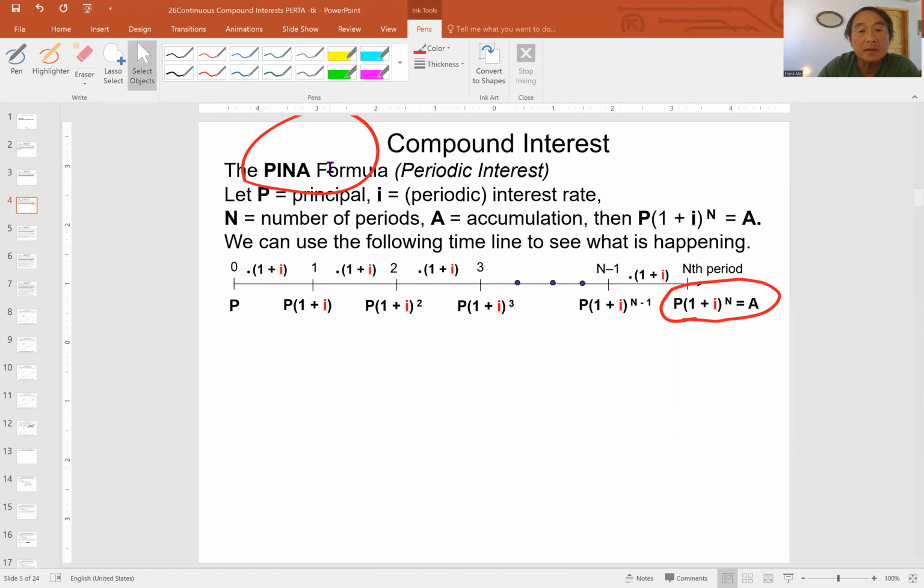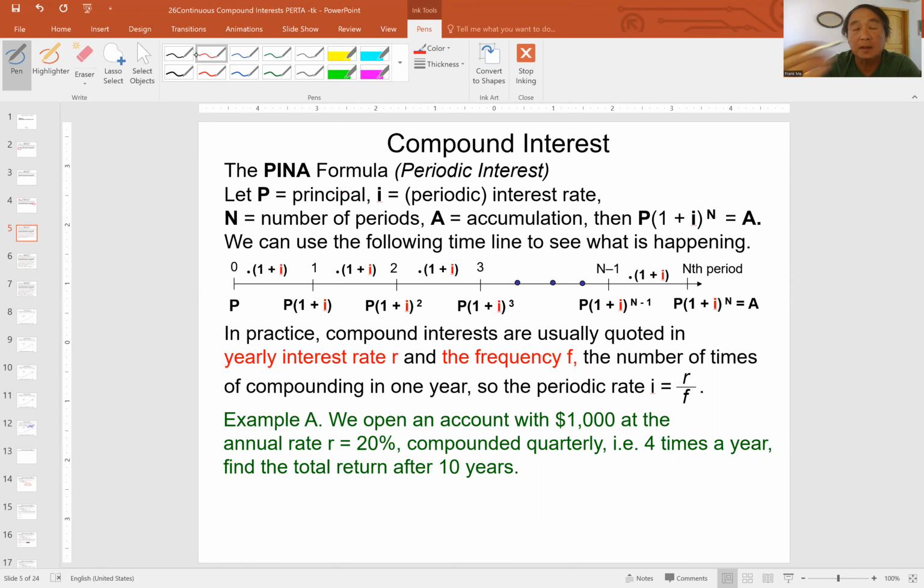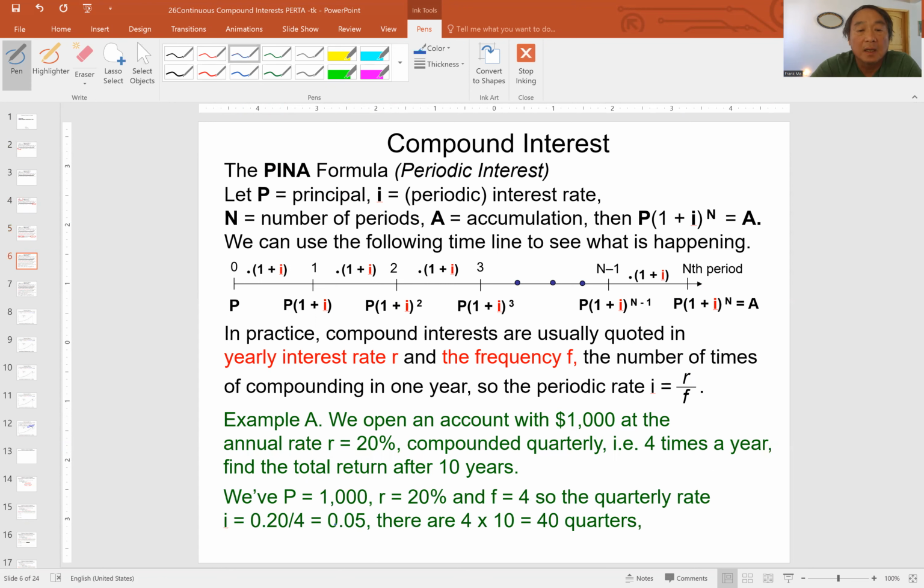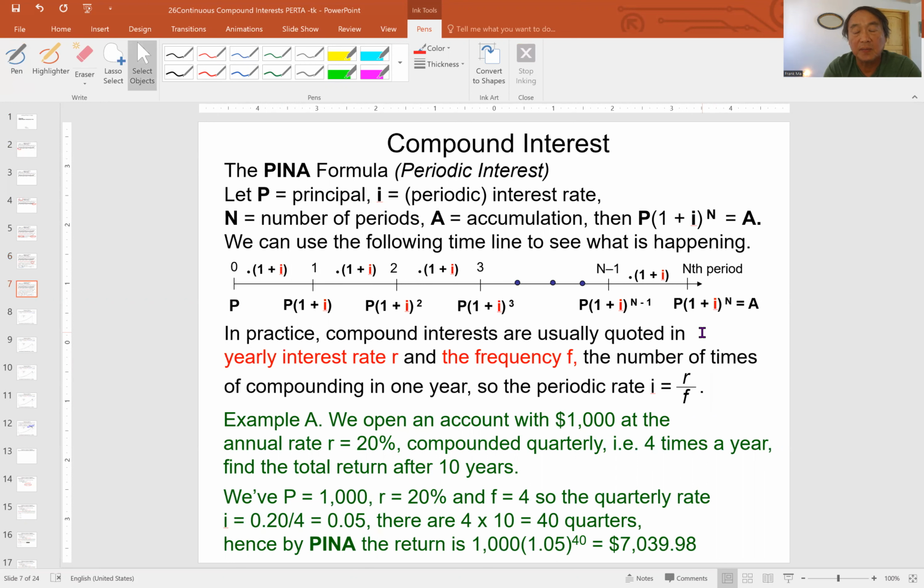Okay, and here's usually how we state problems in using the PINA formula. They give you an annual rate, which tells you the whole year, then how many times you split this yearly rate. In these problems, it's 4 times, quarterly. So we have to split the 20% into 4. That is the periodic rate of 5%. Of course, then there will be 40 quarters in these problems. And so in general, the periodic rate is the annual rate divided by the frequency. If we plug into the PINA formula, I will get this much money after 10 years.